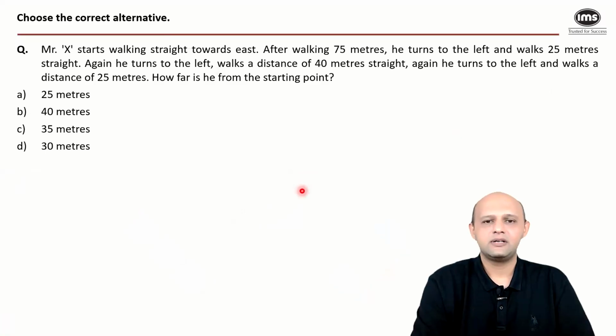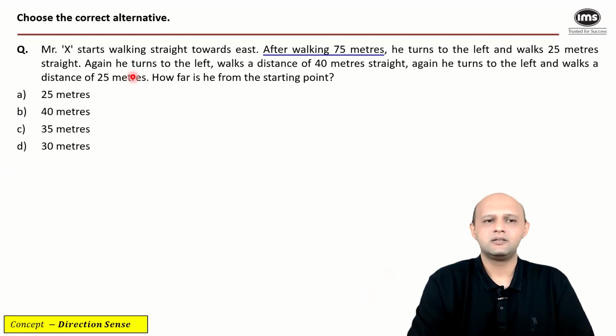A question here on direction sense, right? Let's read the question. A certain Mr. X starts walking towards east. Important, east. After walking 75 meters, he turns left. Now, when you're facing east and turning left, it means basically you're heading north. You're walking how many meters now? 25 meters. And you turn left again.